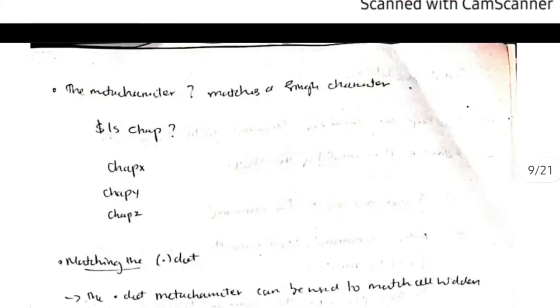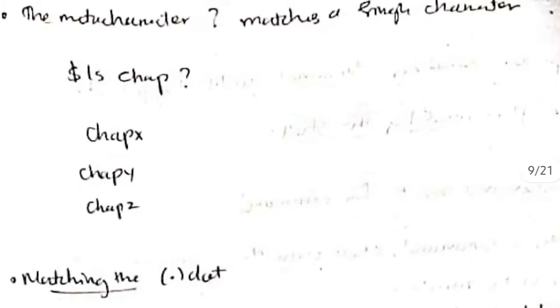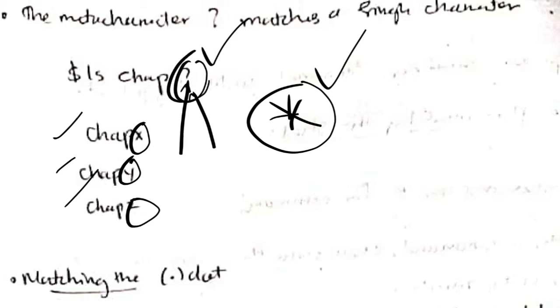What about the question mark? The question mark matches just a single character. If I write a question mark here, it can represent any single character, not multiple characters as the star does. This is for multiple characters, this is for a single character, and they are pattern matching symbols. So we have chapx, chapy, and chapz. If you have to search for files which have a single character here, we can use this one. If it has multiple characters, we can use this one.